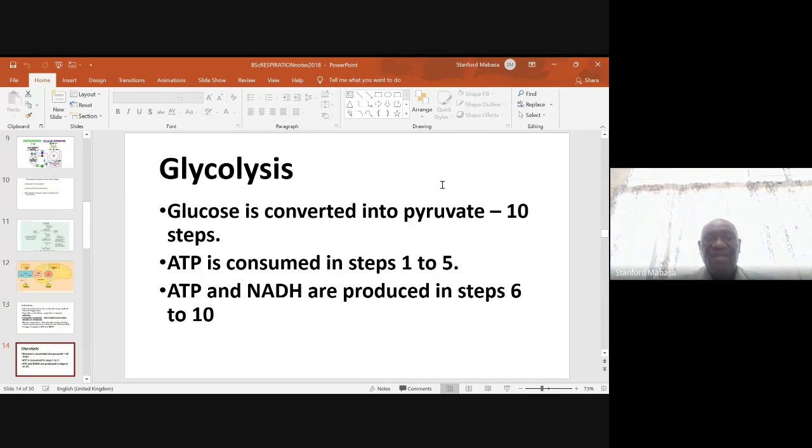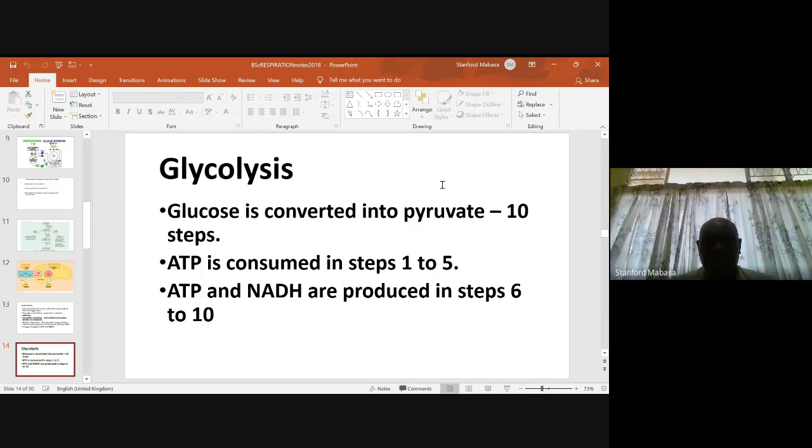There are actually 10 steps to convert glucose to pyruvate. ATP is consumed in steps 1 to 5. ATP and NADH are produced in steps 6 to 10.